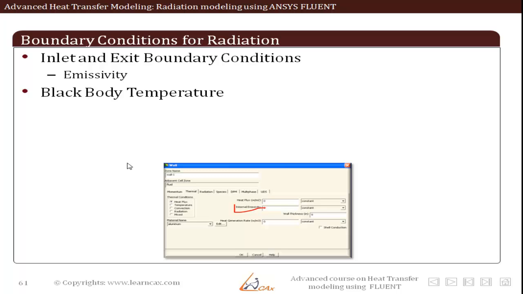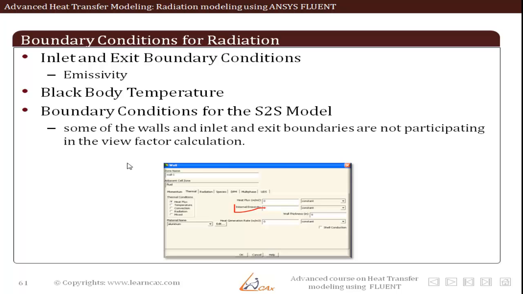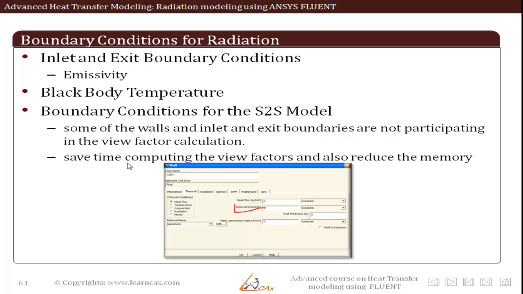Select the specified external temperature in the external black body temperature method drop down list, and then enter the value of radiation boundary temperature as the black body temperature. When the S2S model is used, you can specify that some of the walls and inlet as well as exit boundaries are not participating in view factor calculations. This capability allows you to save time computing the view factors and also reduces the memory required to store the view factor file during the ANSYS Fluent calculation.